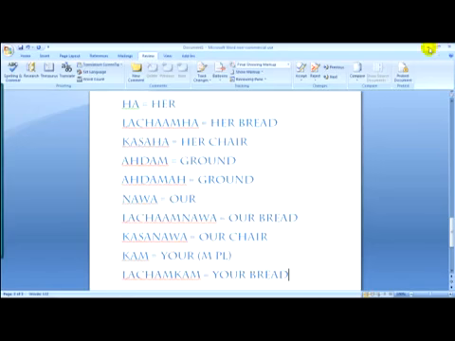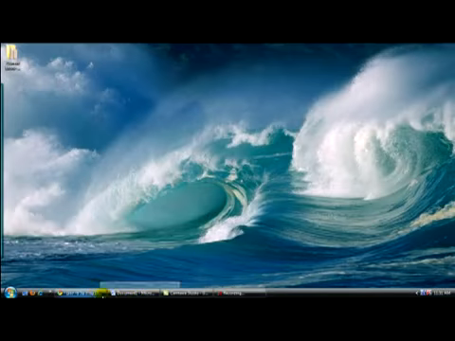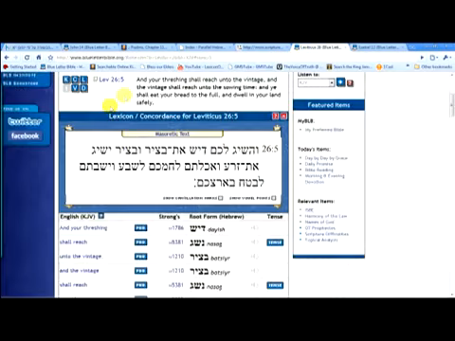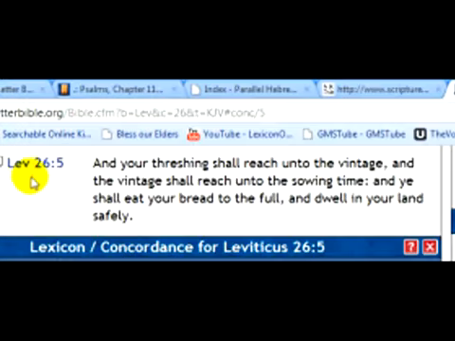Now I'm going to show you an example of that. I have here the book of Leviticus, the 26th chapter. It says here, and your threshing shall reach unto the vintage, and the vintage shall reach unto the sowing time, and you shall eat your bread to the full, and dwell in your land safely.